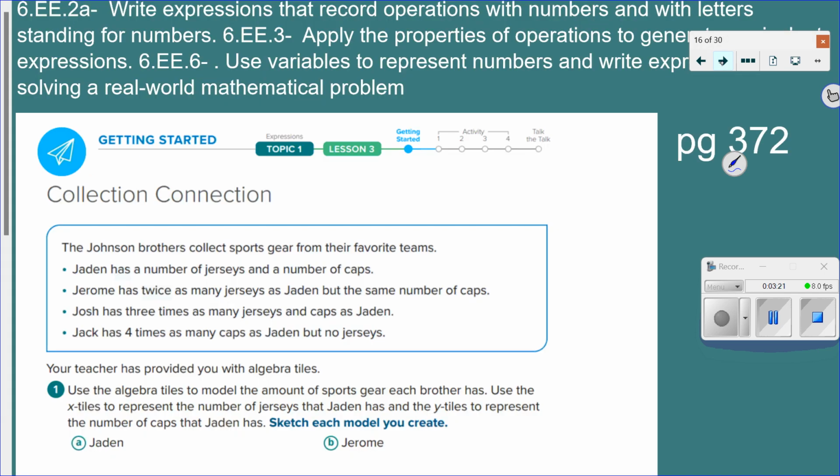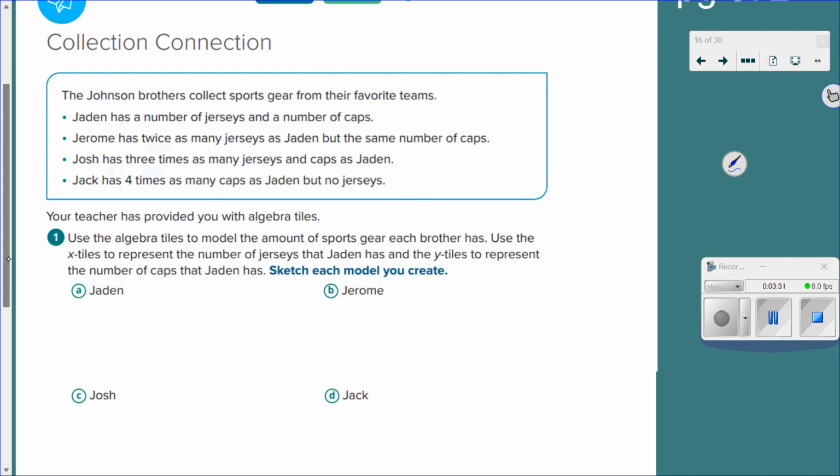Some more. Well, you can start with some vocabulary. Okay. For this sheet, now we're looking at the Johnson brothers. We got 4 different brothers. Jaden has a number of jerseys and a number of caps. Does it say how many he has? No. So mathematically, if I know there's a number there, but I don't know what it is, what do I use? A variable. So we'll use a variable X for the jerseys, the variable Y for the caps. That sound fair? Yes. Okay.